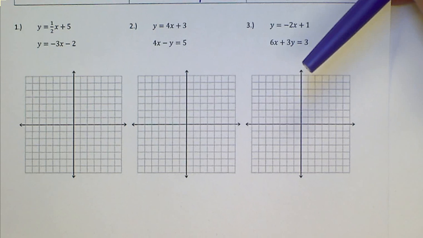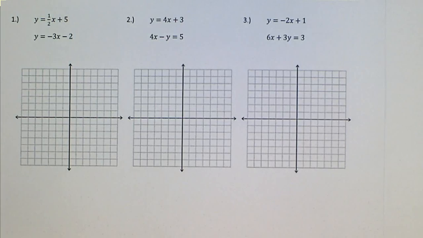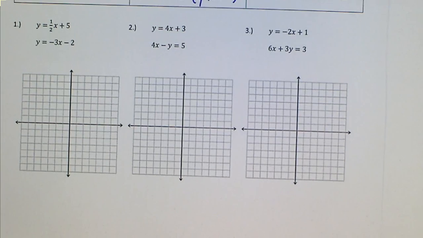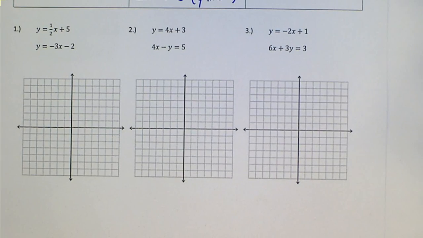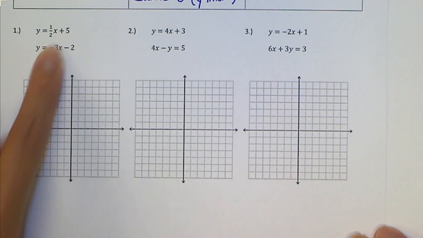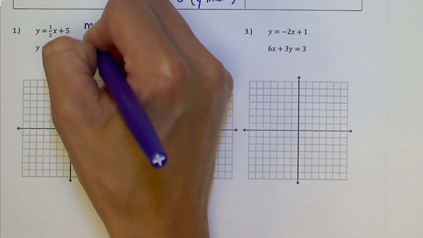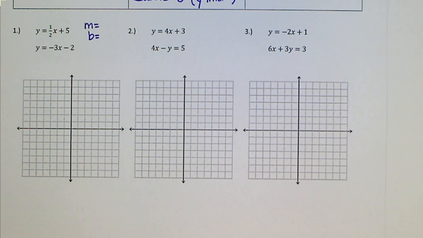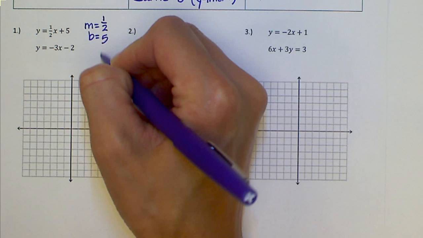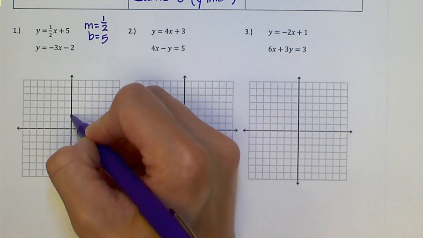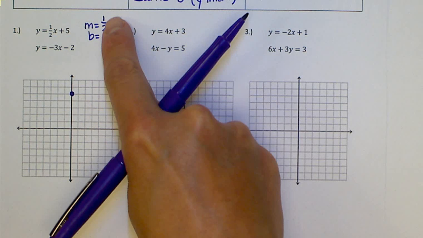Now what I'm going to have you do is pause the video while I'm graphing, or right after I'm done, and then answer the question of where these lines are going to cross. So first one, this is y equals mx plus b. Let's find out what m and b are. Well, m is 1/2, b is 5. So we're going to start up at 5: 1, 2, 3, 4, 5. That's our y-intercept. And now I'm going to go up 1, right 2.